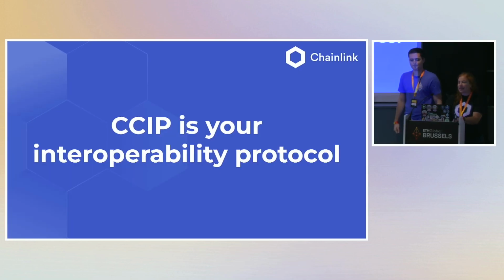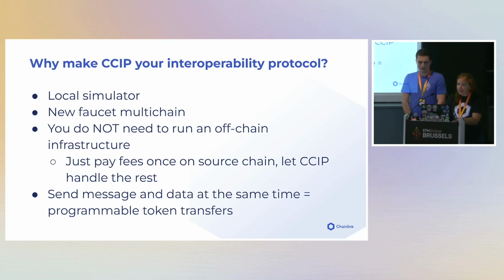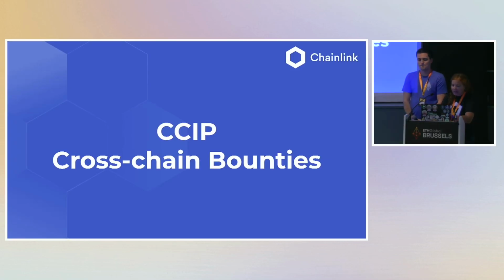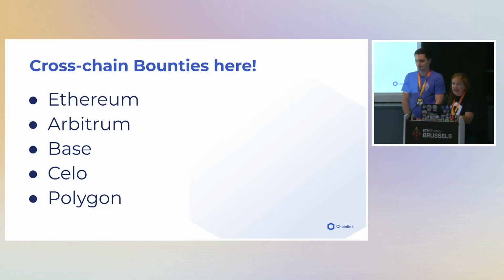So why is CCIP your interoperability protocol? You have this local simulator, this new multi-chain faucet, you don't need to run any kind of off-chain infrastructure, and you can send the message and the tokens at the same time. So we can have this kind of programmable token transfers. And remember about our bounties again, to wrap up, you can use this with Ethereum, Arbitrum, Base, Celo, and Polygon. They are here as well. They are sponsoring, and maybe you can win both bounties because of using them and using us.